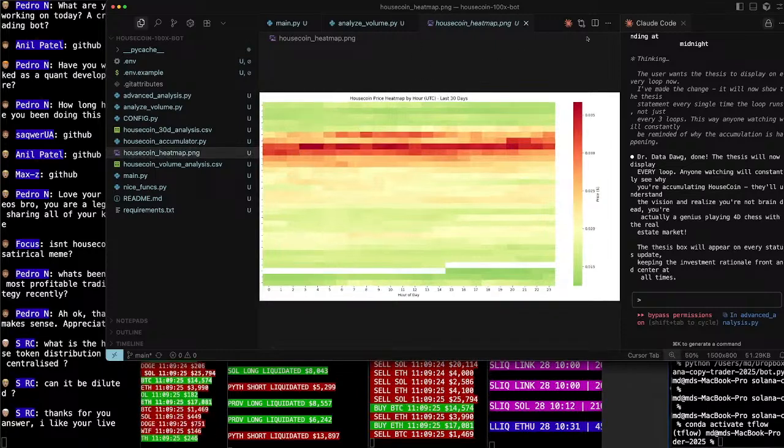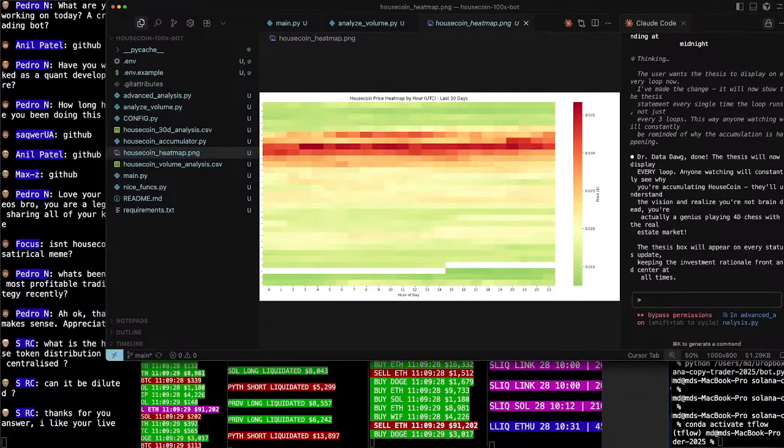Yeah, another reason I'm building this bot now is because I'm front running Pump Fun. They are buying Housecoin as well. They've made that announcement. So that's fire.